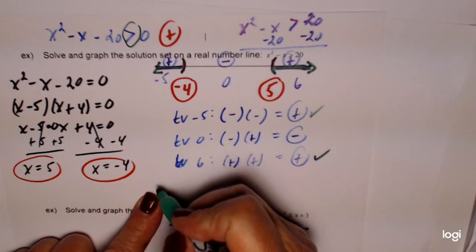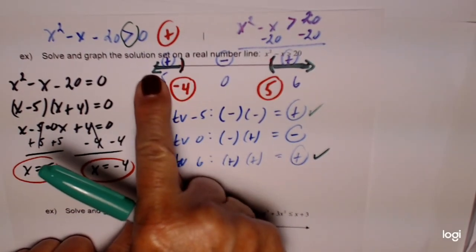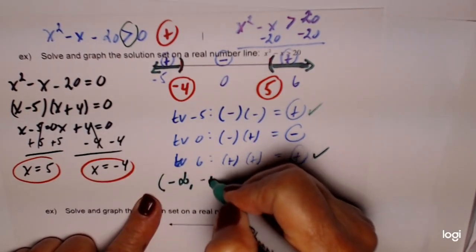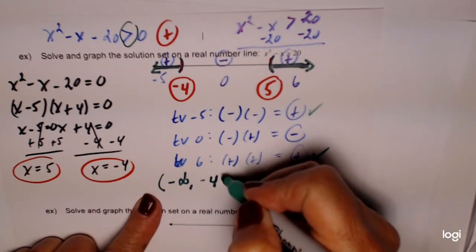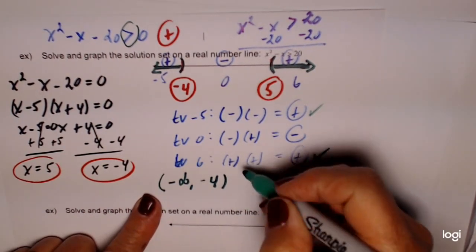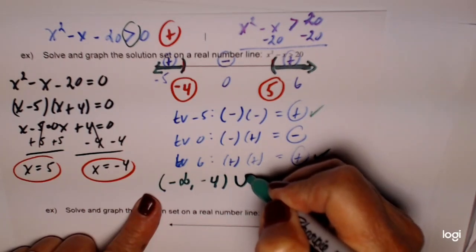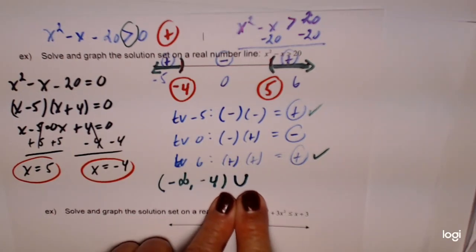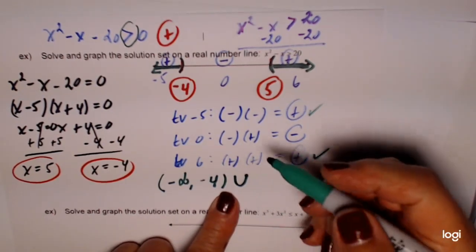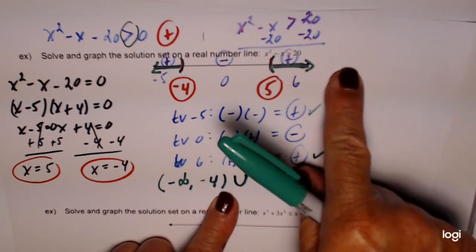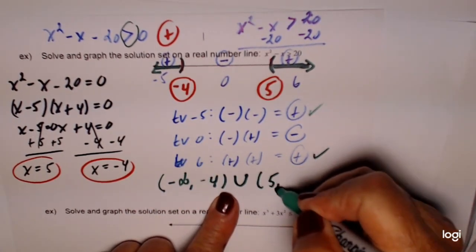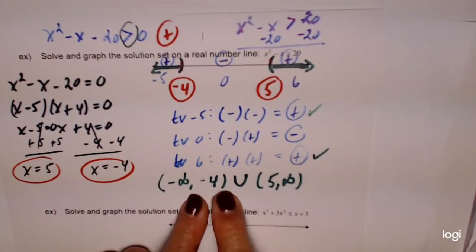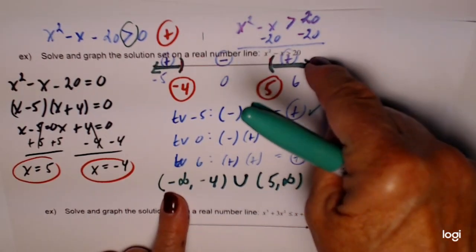In interval notation, it's going to be negative infinity, coming from the left to negative 4, stop, and then we have a parenthesis because it's not included. Then this union symbol shows that we have two intervals that work. So we're going to show it's both of them by using this union sign, and this now starts at 5 and goes to positive infinity. So there's our solution in interval notation and then graphically.